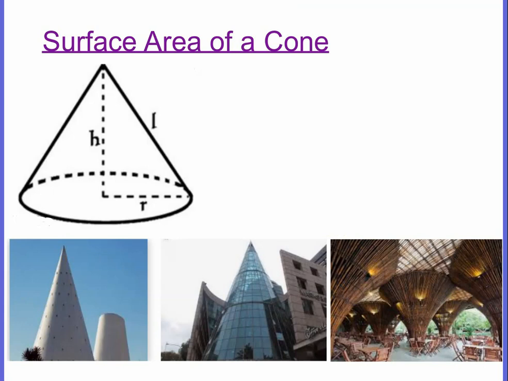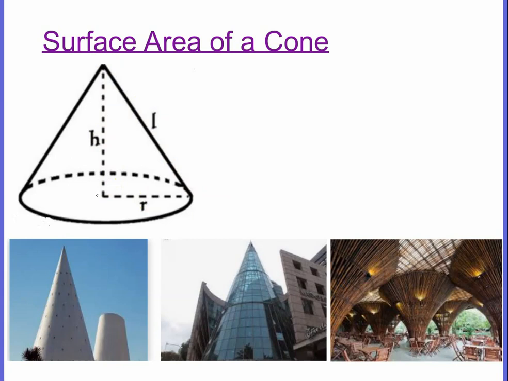Now R, radius, pretty happy with that. H, perpendicular height, we've seen that for cylinders now, but the L, that's kind of something new to us. And what that L is referring to is this length here, and we call this the slanted length. Okay, and this apex is always directly above the center on a cone. If not, it's not a cone.